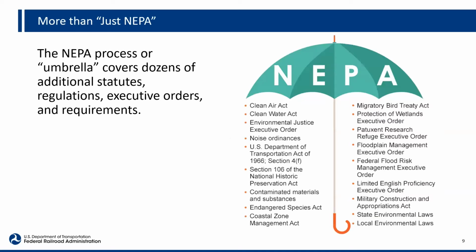We tend to conceptualize NEPA as an umbrella process. It isn't just the National Environmental Policy Act itself, but a whole slew of other environmental statutes and regulations, some of which are listed here. Some of them are regulations, some of them are executive orders, but it's an umbrella that covers dozens of different types of requirements related to environmental impacts.